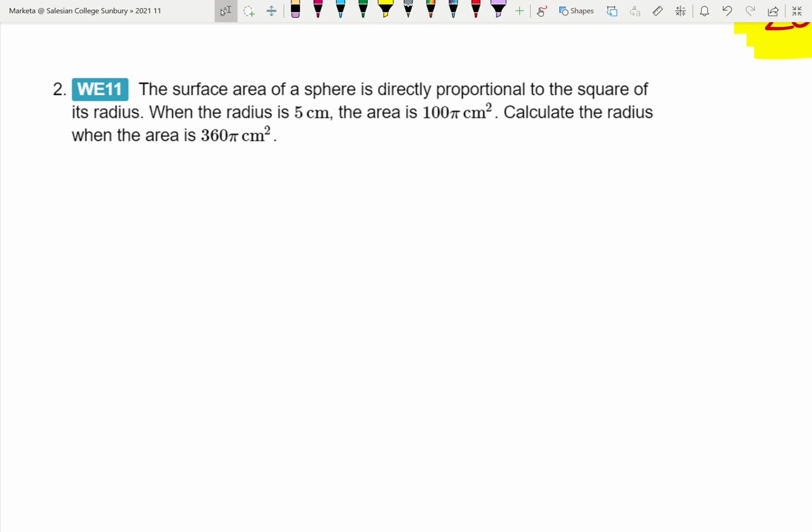So number 2, application question number 2, and this is another one which is quite similar to the worked examples here. So the surface area of a sphere, so I'm going to call that A, is directly proportional to the square of its radius. So the square of its radius, that means r squared. So the surface area is going to be k, directly proportional to the square of its radius. So this is my formula here, and just like the example, they're now giving us some information to sub in so that we can solve for k.